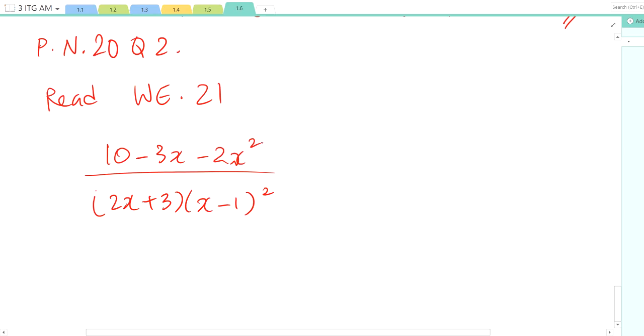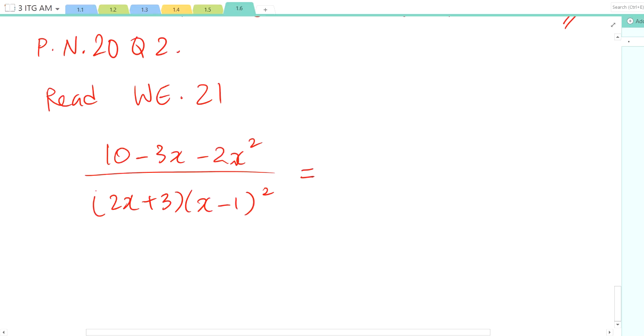Before we break this down into the partial fractions, I need you to check that it is a proper fraction first. Degree in the numerator is 2. Degree in the denominator is 3. Okay, good. It is a proper fraction. Now we are able to decompose it.